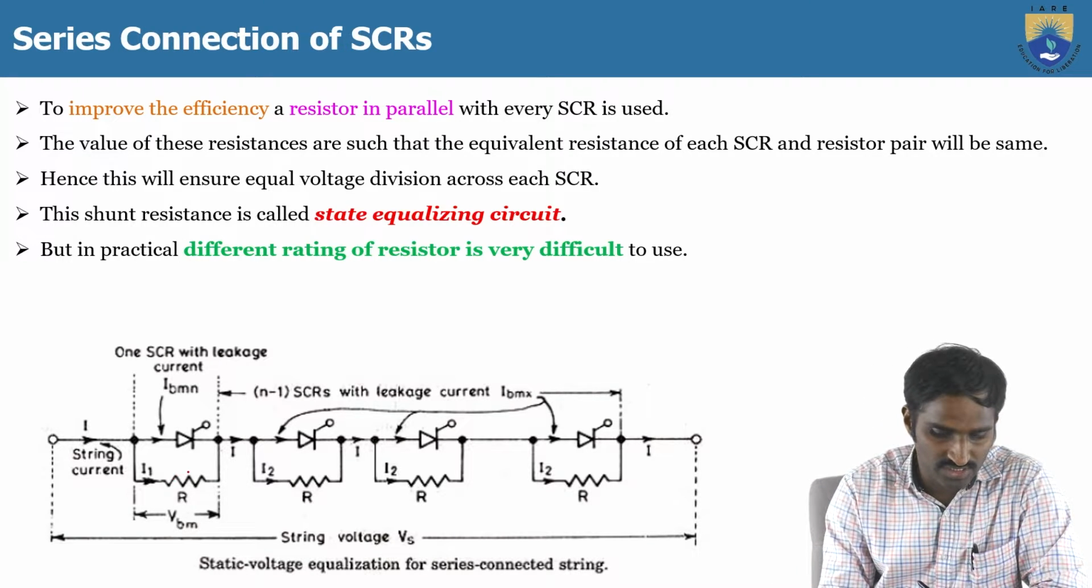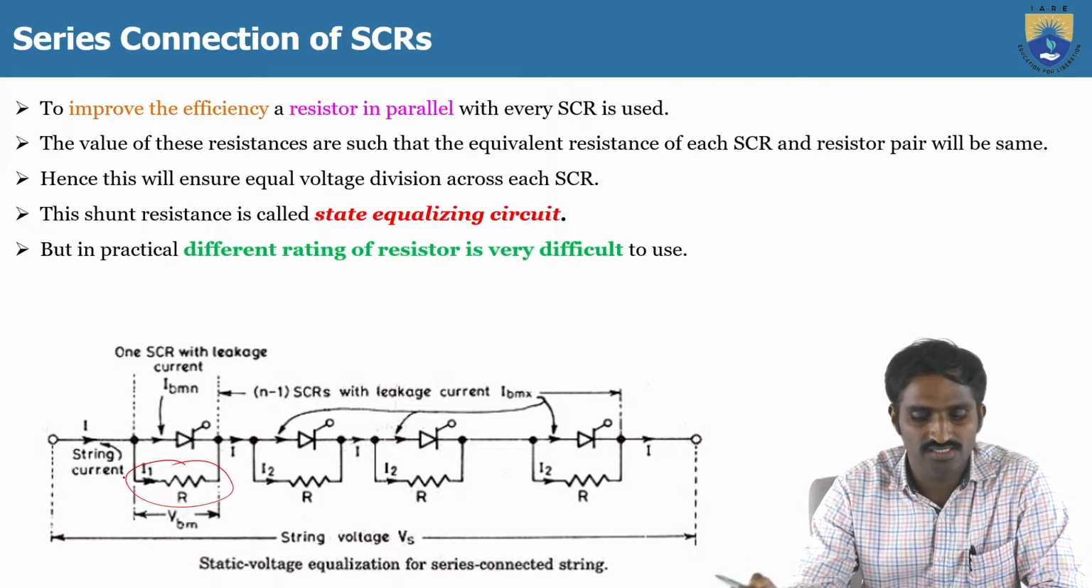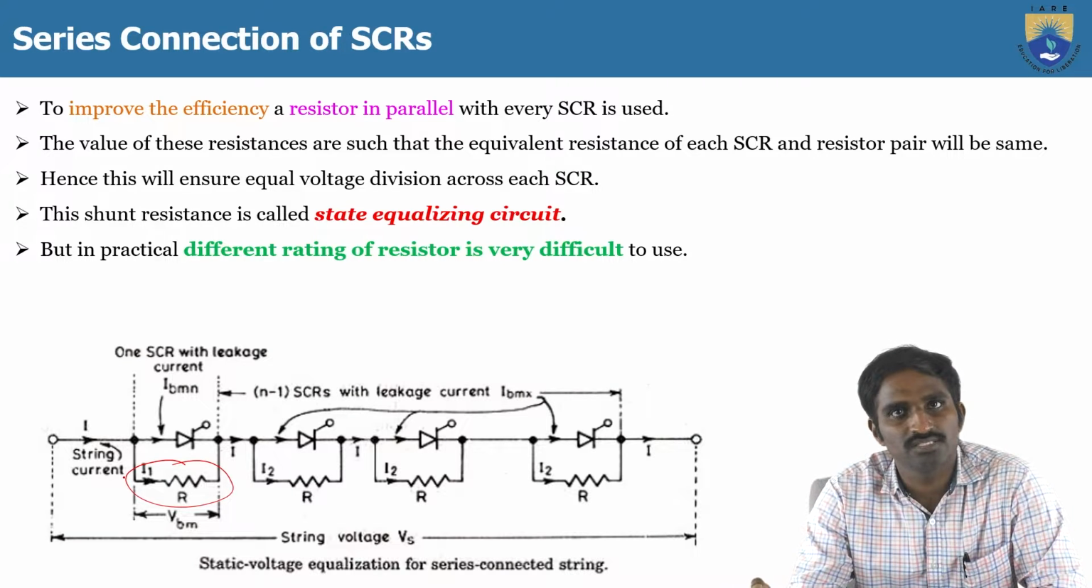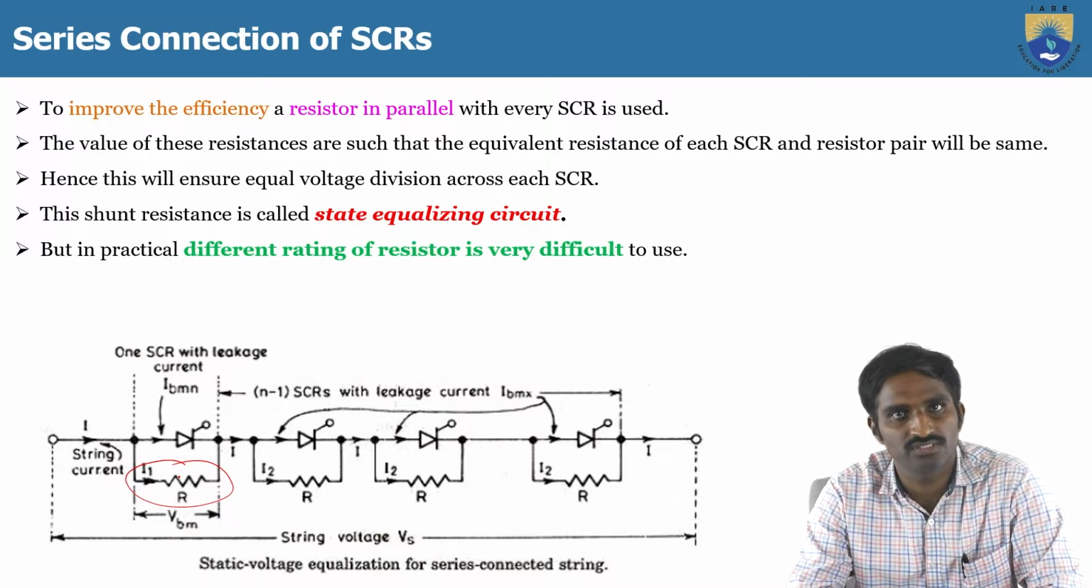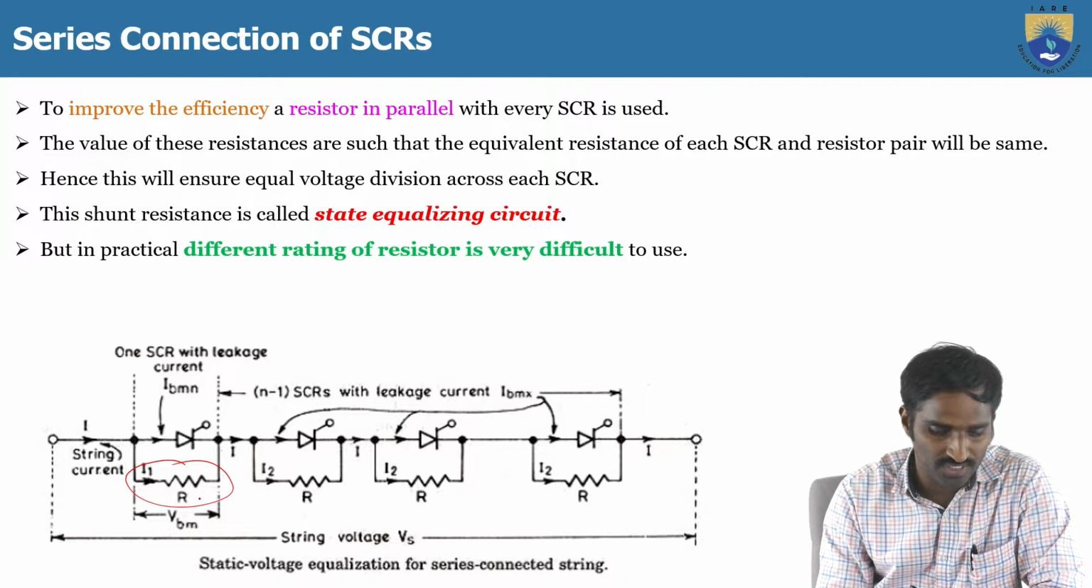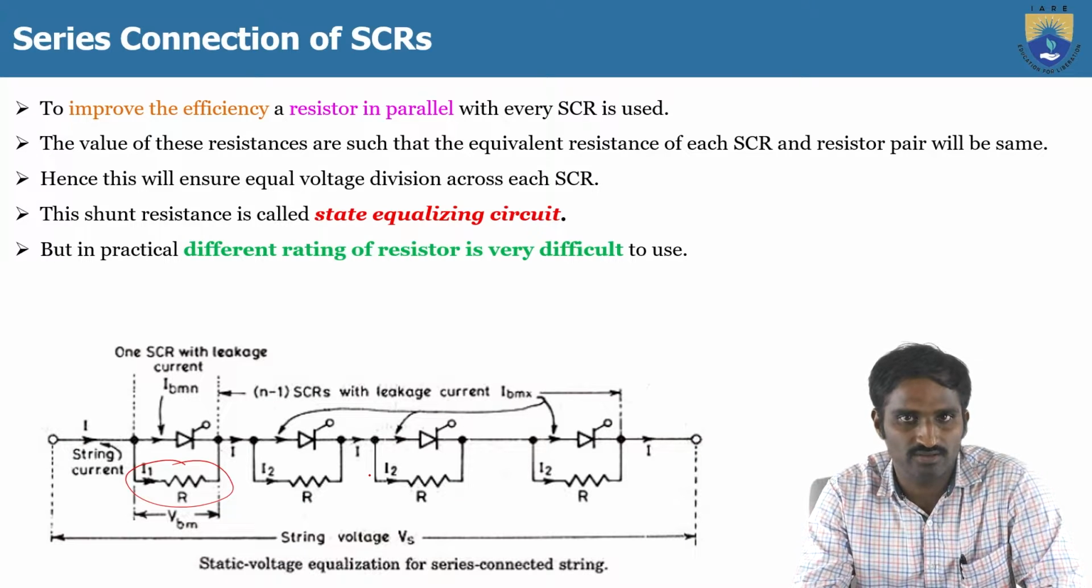So in this case, the shunt resistor is called a state equalizing circuit, which means if you connect this shunt resistor, then that circuit is called the state equalizing circuit.